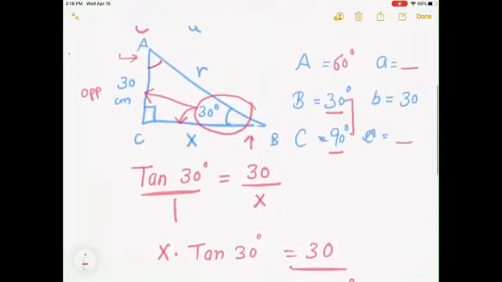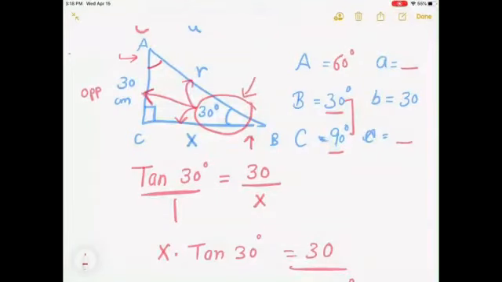Now, if I ask you for r, you could pick another ratio. Let's say I still want to follow this angle. I already know the opposite side and I'm looking at the hypotenuse. Now try recalling those ratios.